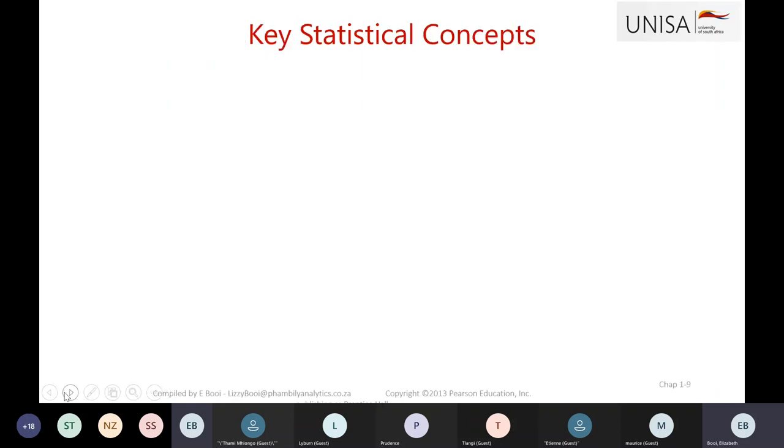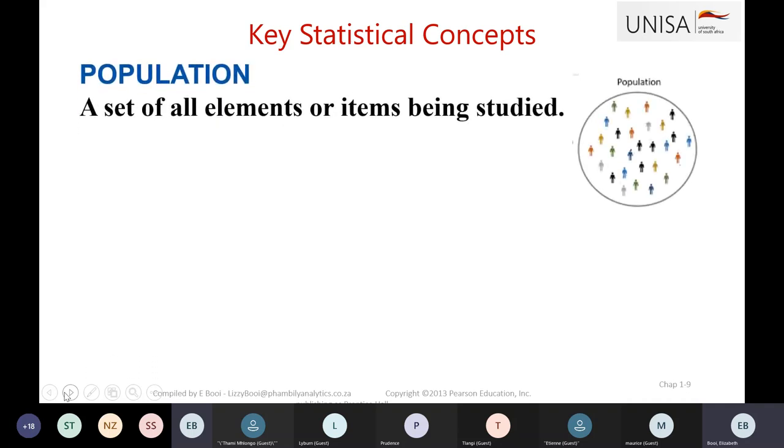Okay, so since I've already introduced what the population and the sample are, let me explain what those are. So a population is a set of all elements or all subjects that you are interested in studying. So South Africa is the population, the whole of South Africa. If I want to study the universe, then the universe is my population. If I want to study African countries, all African countries are my population. So it's elements that you are interested in studying, all of them.